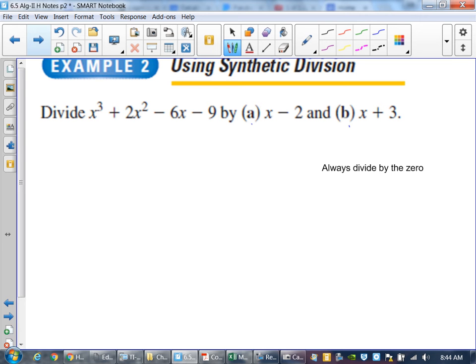So here's what we do. We're going to divide this by the zeros of that. Here's what you do. You write down the coefficients: 1, 2, -6, and -9. And now we draw this little half rectangle.